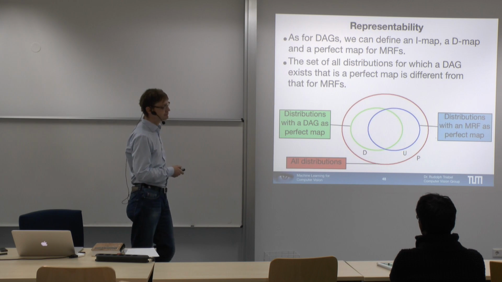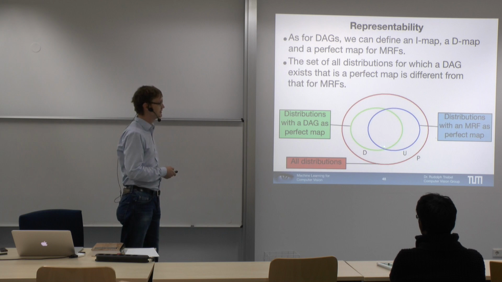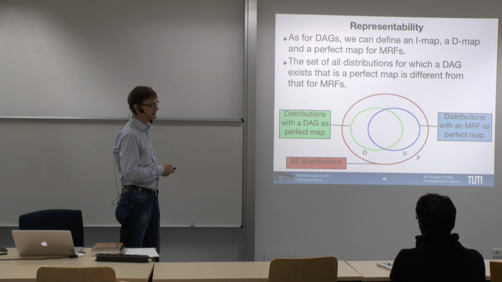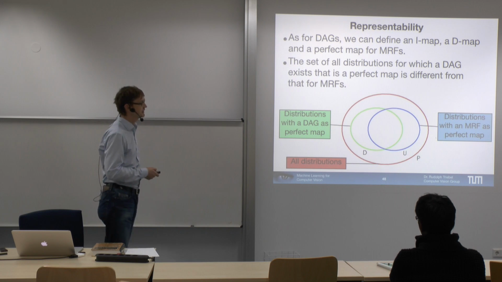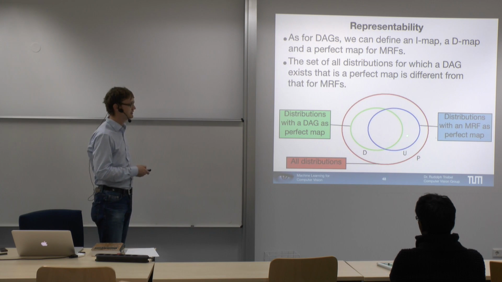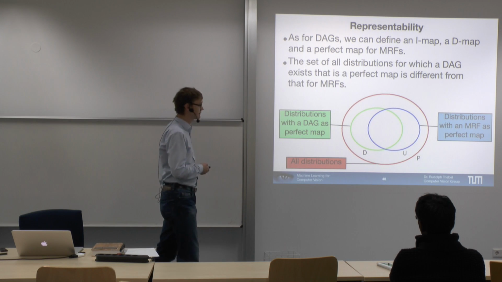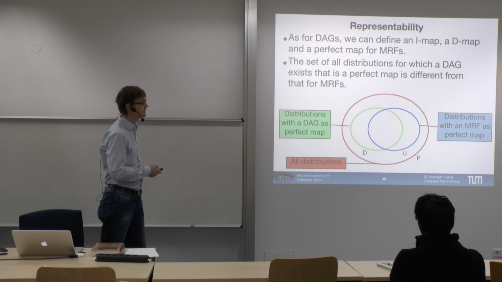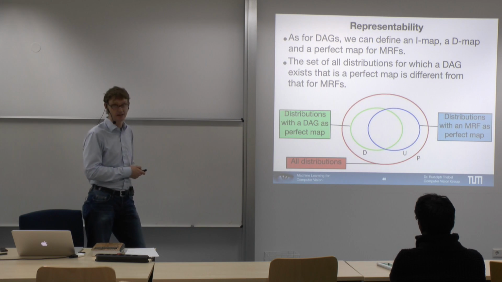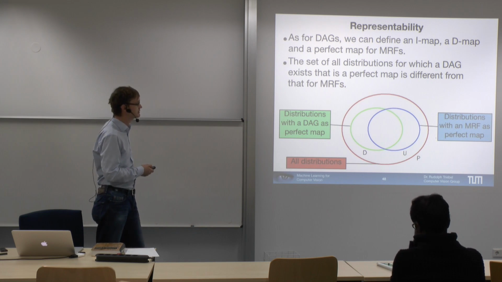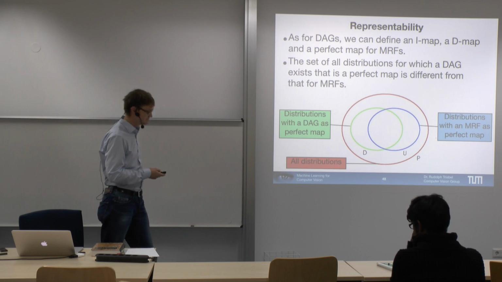That means we have the possibility to represent some of the distributions with both kinds, but there are cases in each direction, right? There's cases that can only be represented with an MRF, and other cases that can only be represented with a directed graphical model. And even worse, there's cases that cannot be represented by any graph, right? There's just no way of reading this.